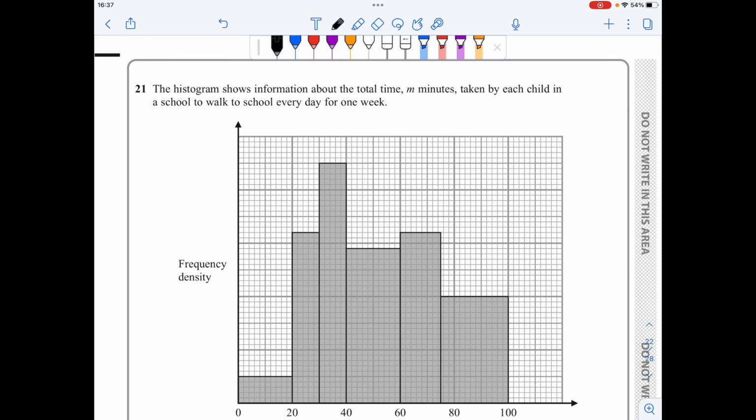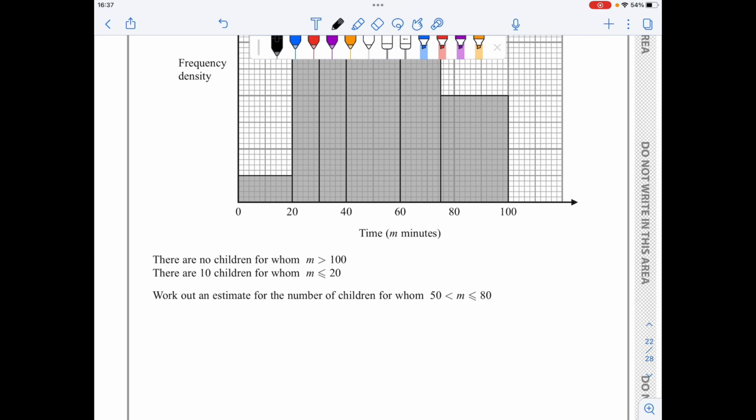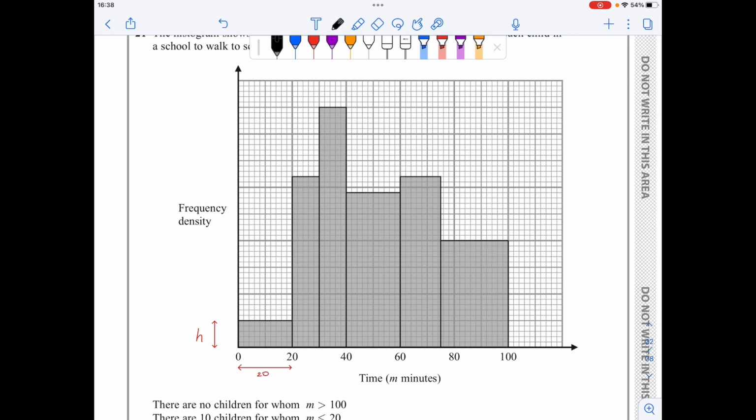For question 21, I have this histogram. I'm given that the frequency for the first group, this one, is 10, so the area of that is equal to 10. Now the base is 20, let the height be h, and hence the area is 10, so 20h is equal to 10. h is 1 over 2, or as a decimal 0.5. So now I can complete the vertical scale, since every 5 small squares is 0.5.